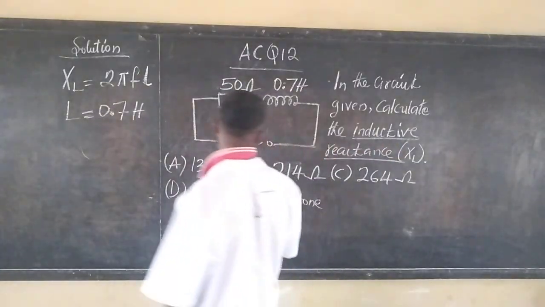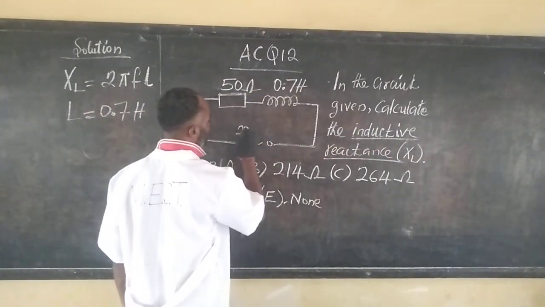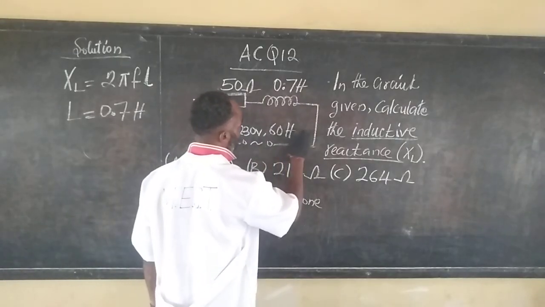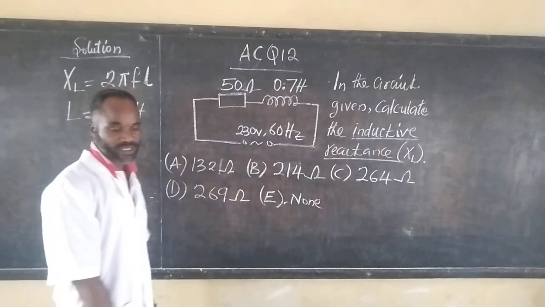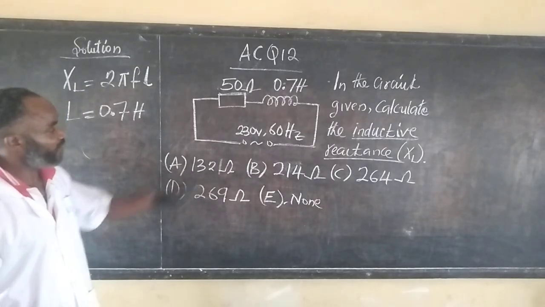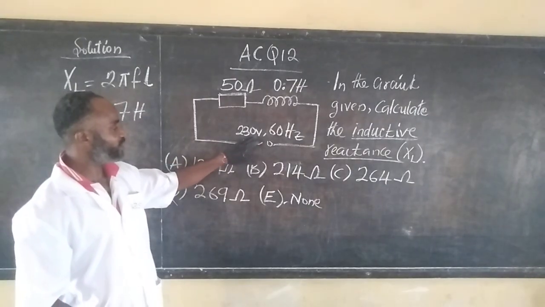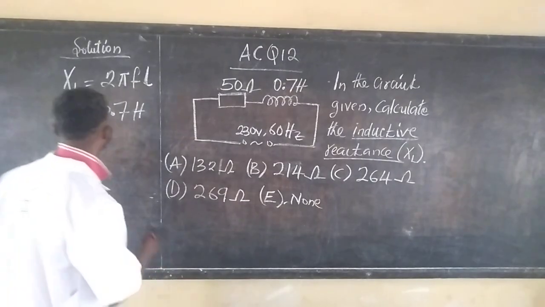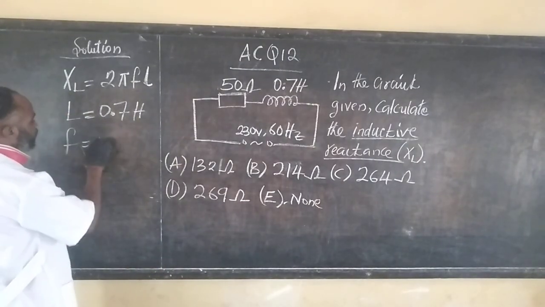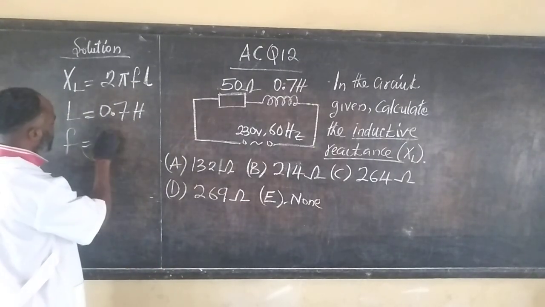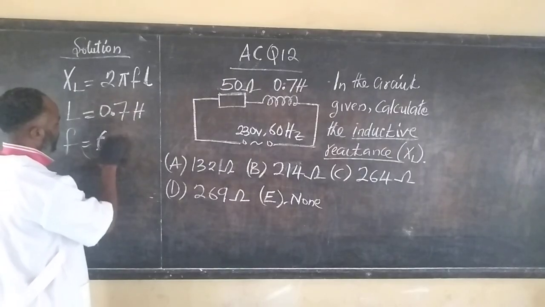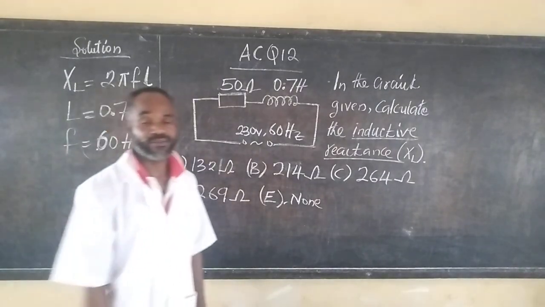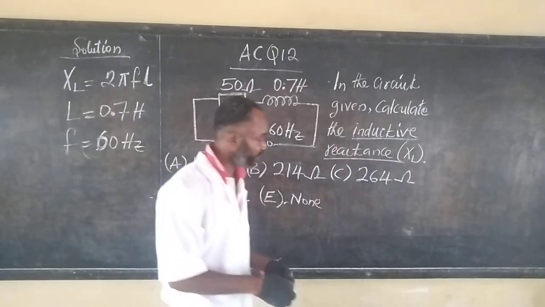230 volts, 60 hertz. Yes, okay, I omitted it. All right, so we have the voltage, 230 volts, and the frequency is 60 hertz. So we have F is given as 60 hertz. Hertz is the unit of frequency.